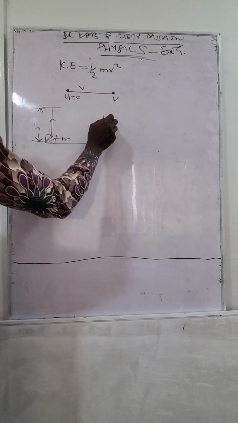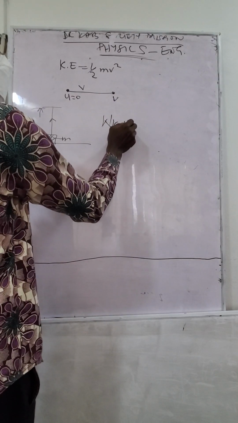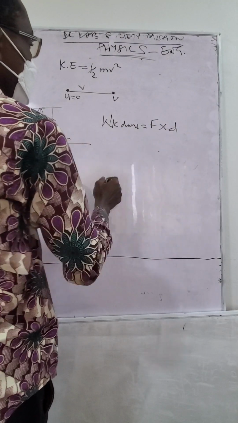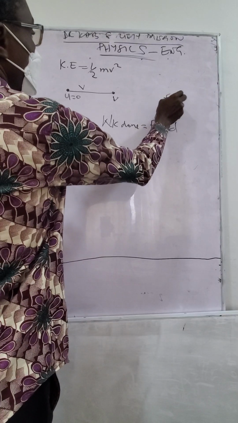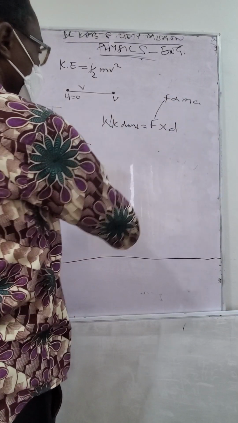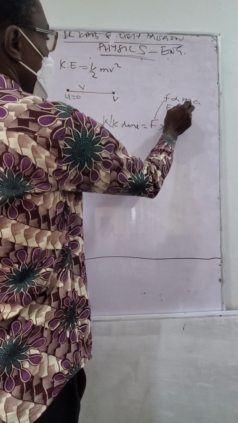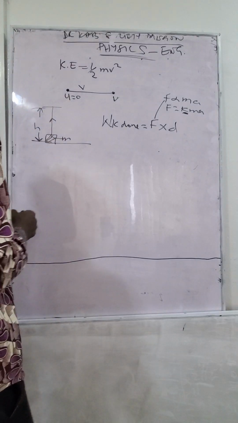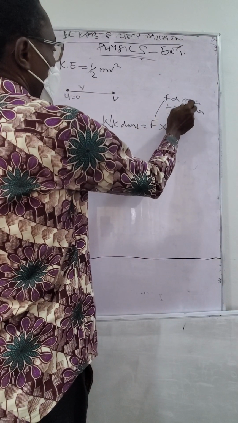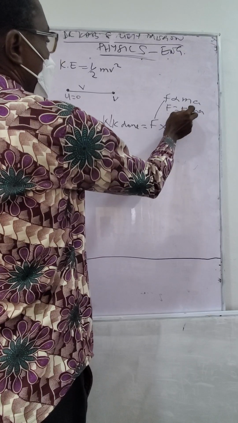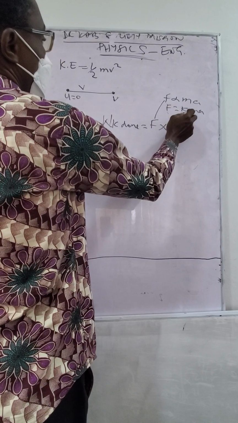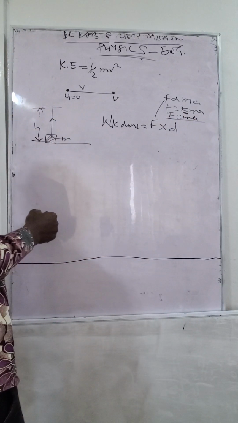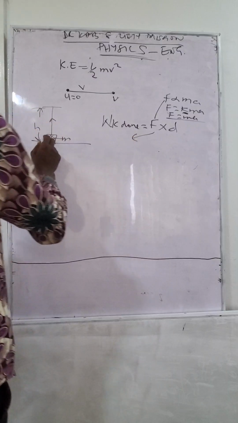Now we define work. Work done is equal to force times distance. We have already defined force to be proportional to mass times acceleration, so force is equal to kma, where k is the constant of proportionality. Of course, by definition, k becomes 1. Therefore, F is equal to ma. We have defined that already. So let's use this same formula to derive something for this.